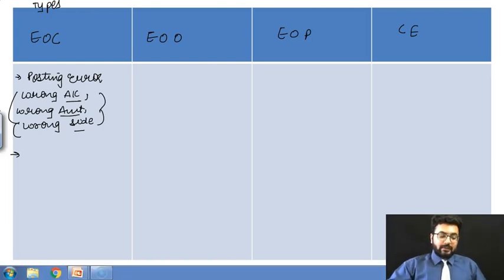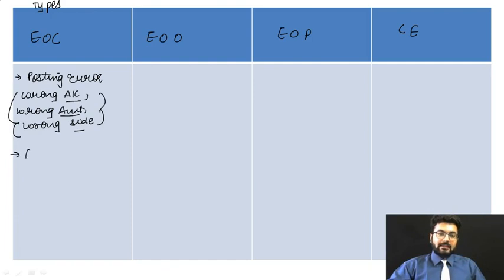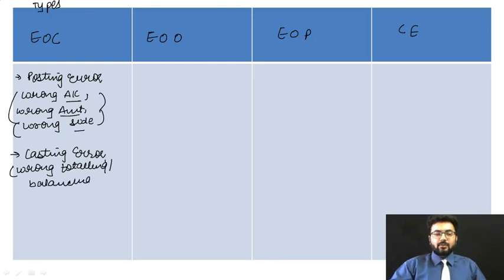Now moving on to next, talking about the rest of the things, there is one more thing named casting error. So what does casting error refer to? That means wrong totaling or balancing. Particularly that kind of effort which is totally a human error, where there are some issues when it comes to the calculation part. Then after that, carry forward errors.